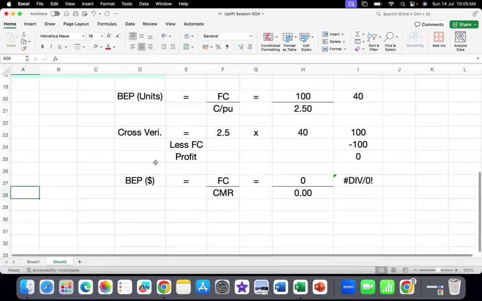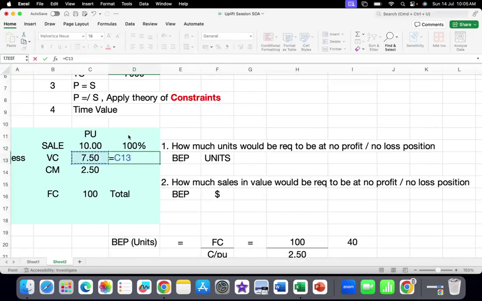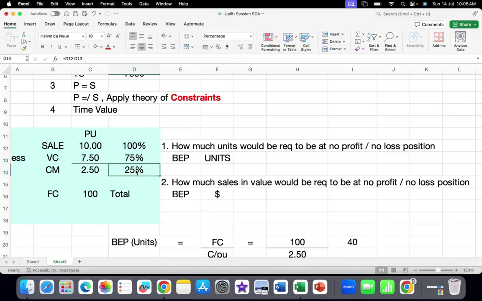So how do you calculate that ratio? Assuming that the sale is 100%, this would be variable cost divided by the sales into 100. That is going to give your variable cost ratio. Sales minus variable cost ratio is going to give you contribution ratio. That is 25%. Can you calculate it separately? Yes, you can, which is 2.5. So this can also be done as 2.5 divided by 10 and multiplied by 100. That is also going to give us 25%.